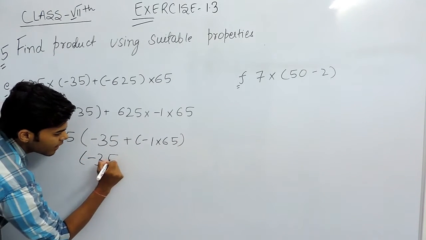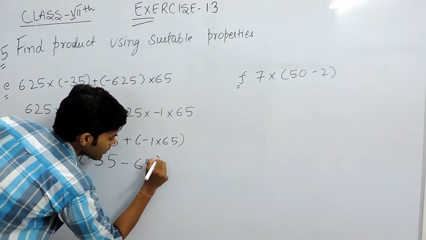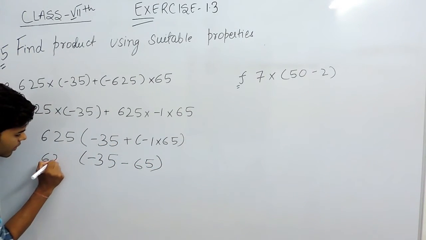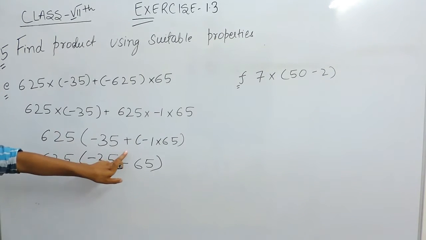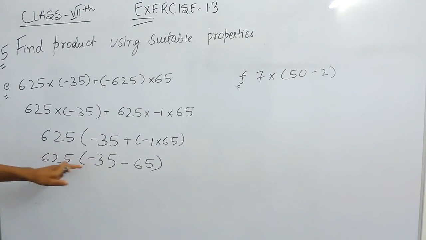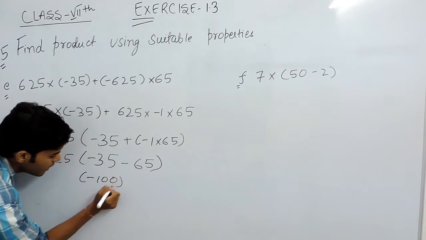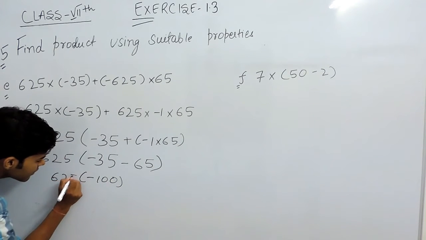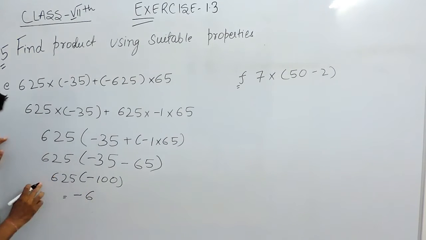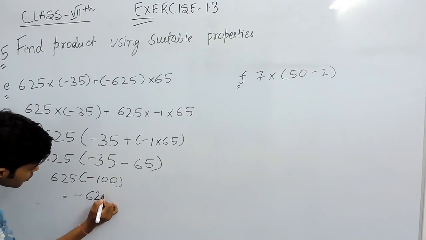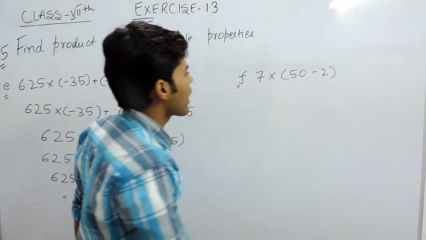That will be minus 35 plus and minus is minus 65, and there remains 625. Now minus and minus gives us plus, but the sign remains minus and it will give us minus 100 multiplied with 625. So 625 double zero and sign is negative because plus minus is minus. So 625 double zero. Now sixth part.